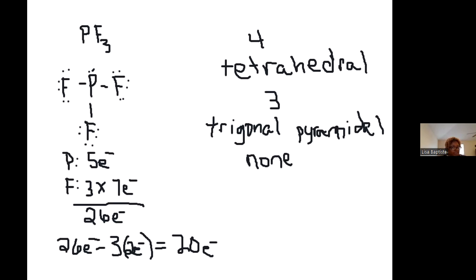Okay. The next thing we look at is polar. So remember, there's 2 criteria for nonpolar. It has to have the same element that it's connected to and no lone pairs. But here we have lone pairs on our central element. And so because of that, that makes this molecule polar. All right. And that's it for that example.